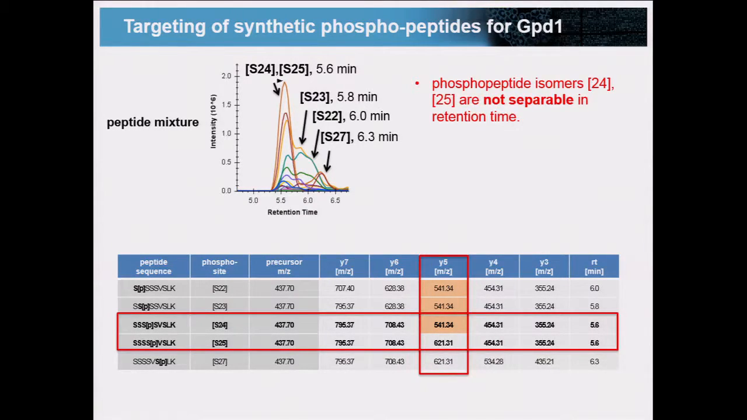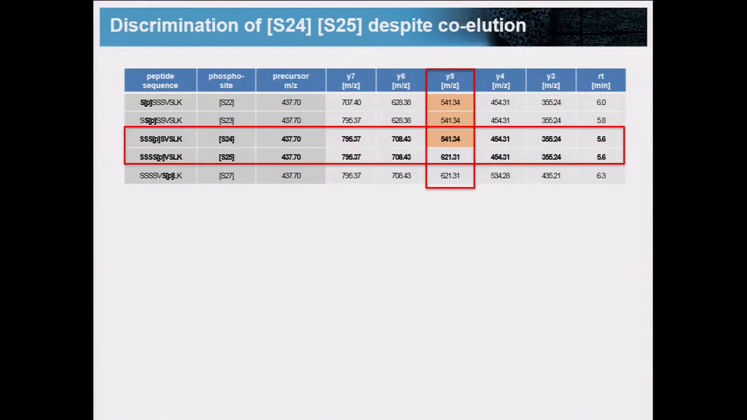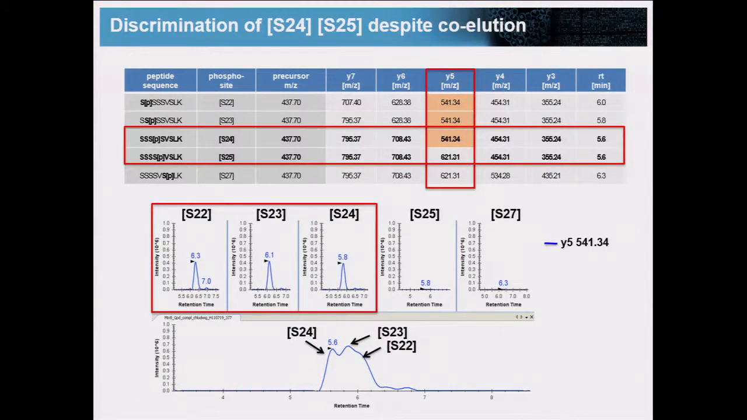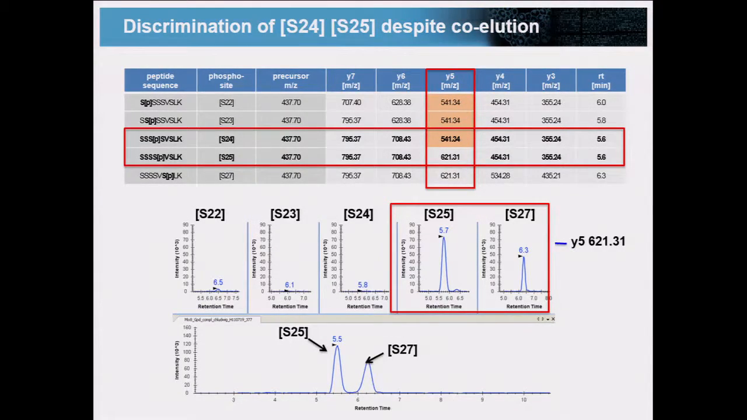So we would expect for 24 a Y5 with this mass, and for 25 a Y5 with a different mass. And indeed, when we look again just at Y5, for serine 22, 23, and 24, we extract this Y5, and when we look at the mix, we have this complex mixture, and when we look at the mass of this Y5, we get a peak only on these two, and then we get a different pattern. So in this case, we have only one transition that's going to be useful to pinpoint the localization.